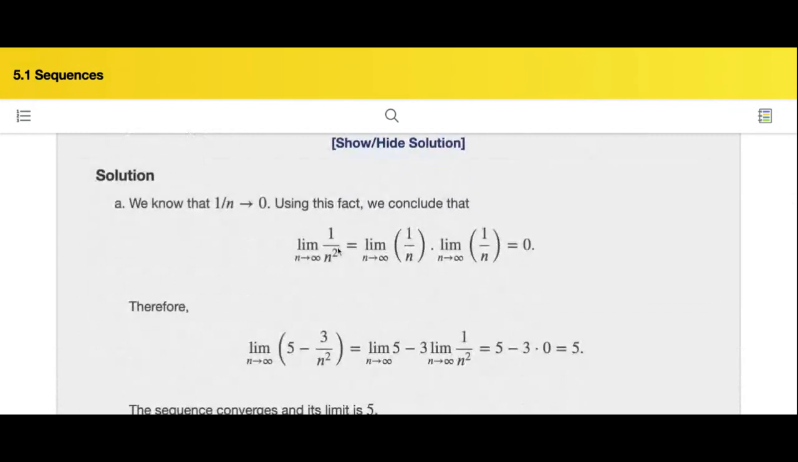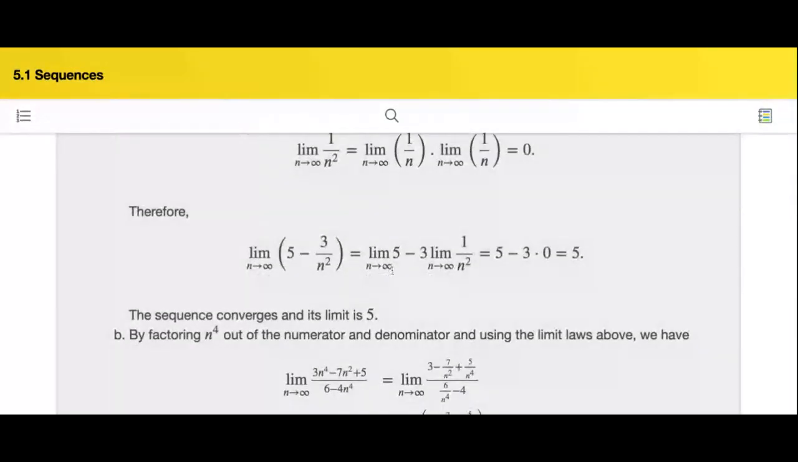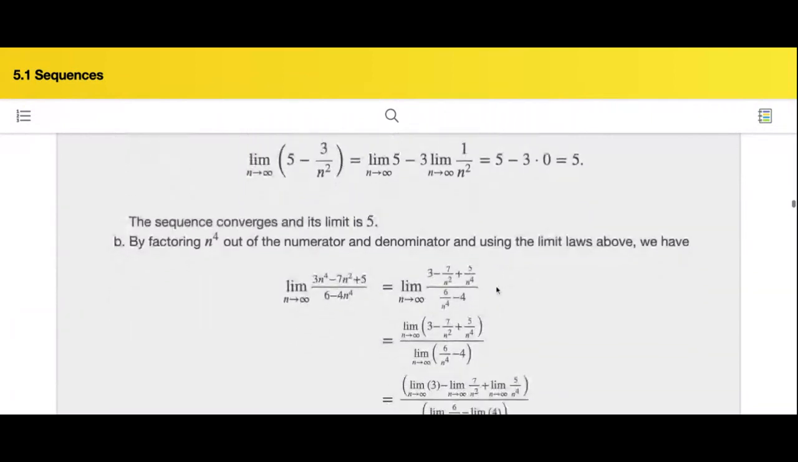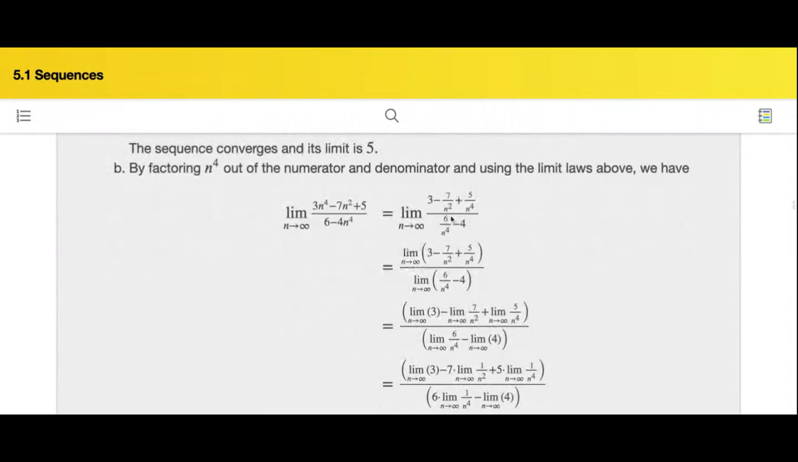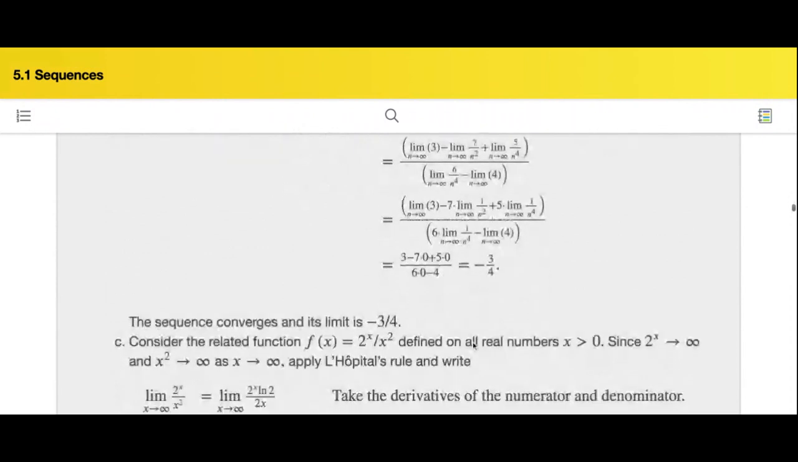For the first one, we could think this way: we could split it, 1 over n and 1 over n, each goes to 0, 0 times 0 is 0. This one we can do this way, and it goes to 5. For B, we could divide by the leading terms, and you get negative 3 over 4.